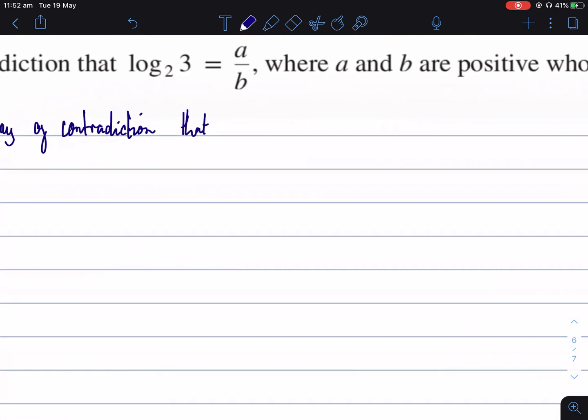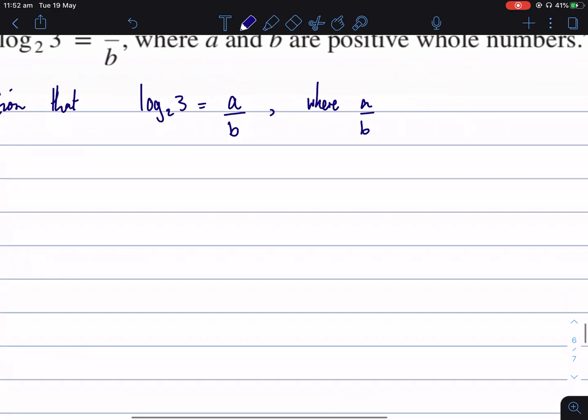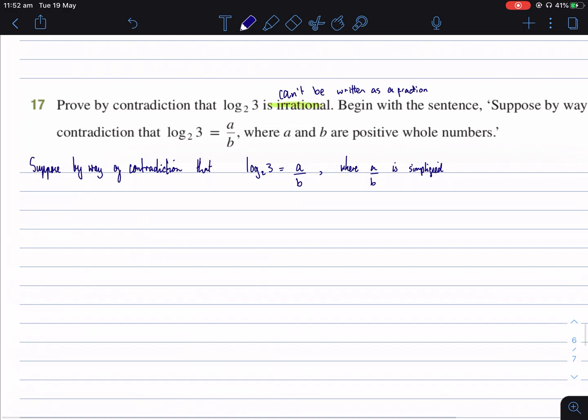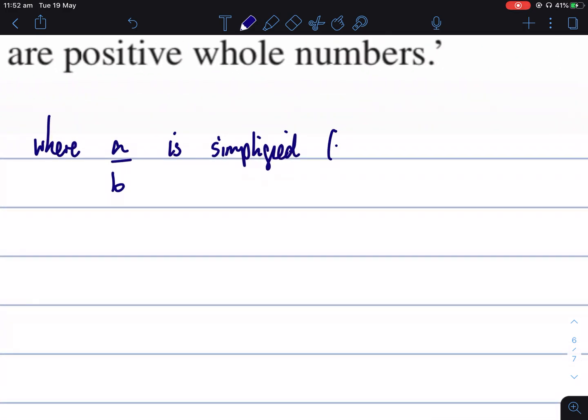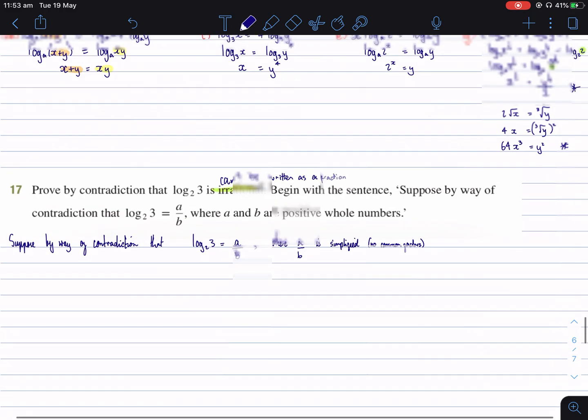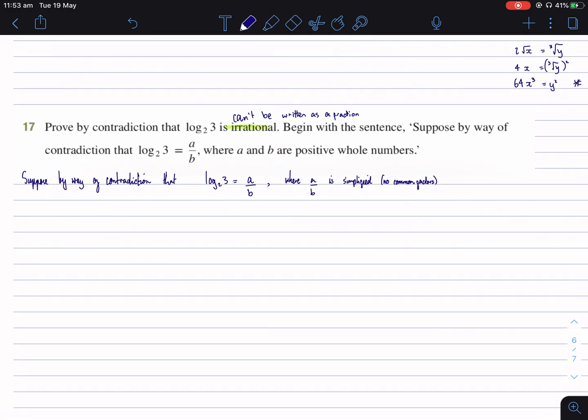So we're going to suppose that log base 2 of 3 equals a over b, where a over b is simplified. So when we simplify things, you can't simplify them anymore. There's nothing in common that you can divide by, so no common factors. Okay, so we're now going to play with this until we end up with something that's obviously wrong.